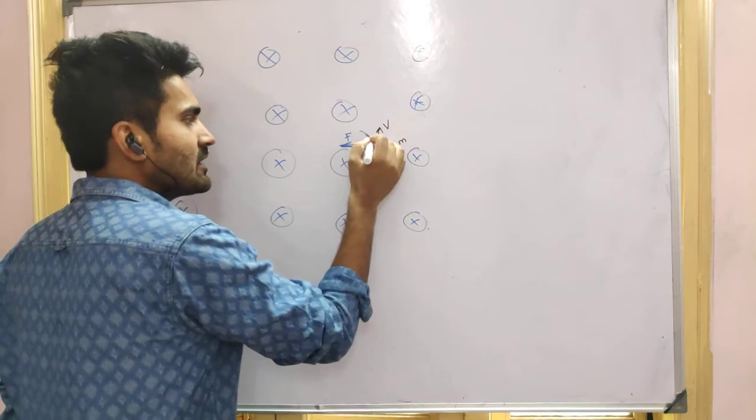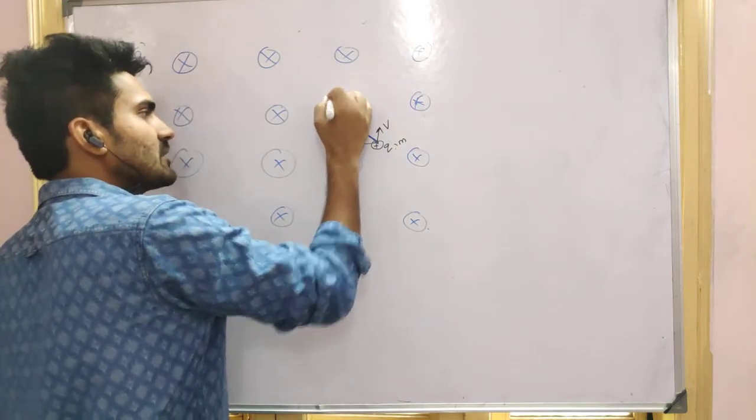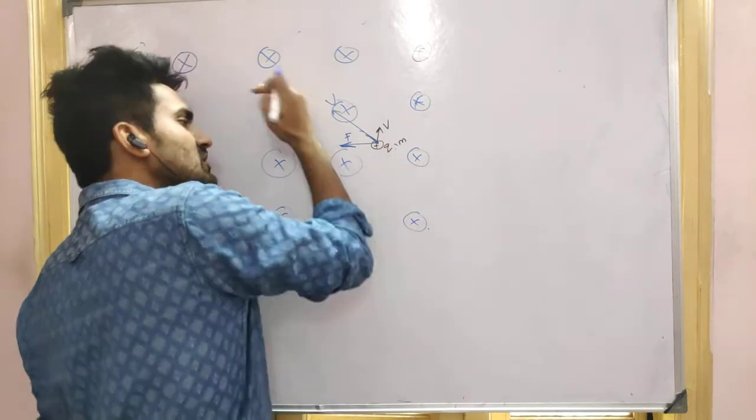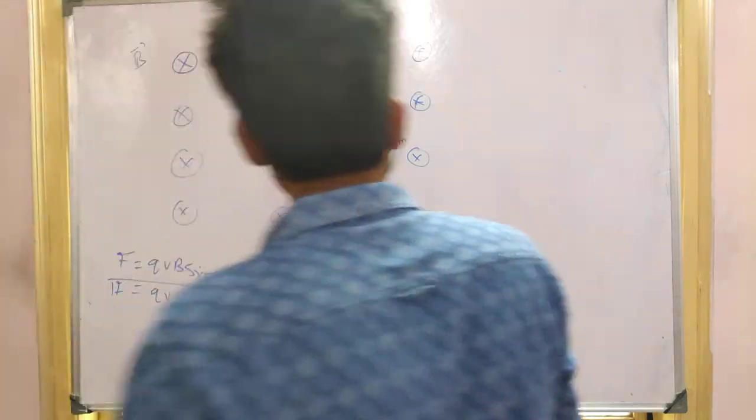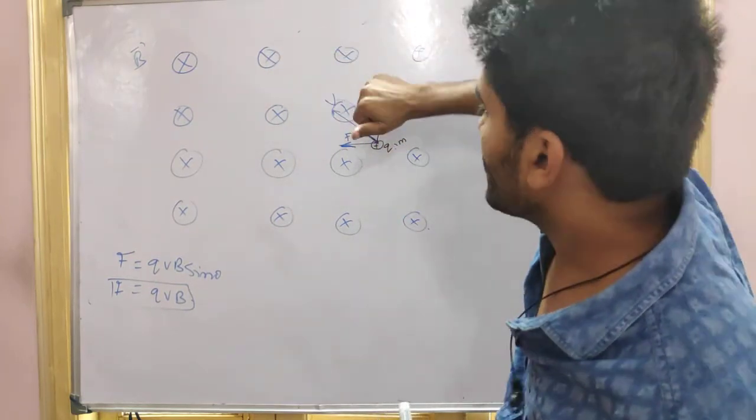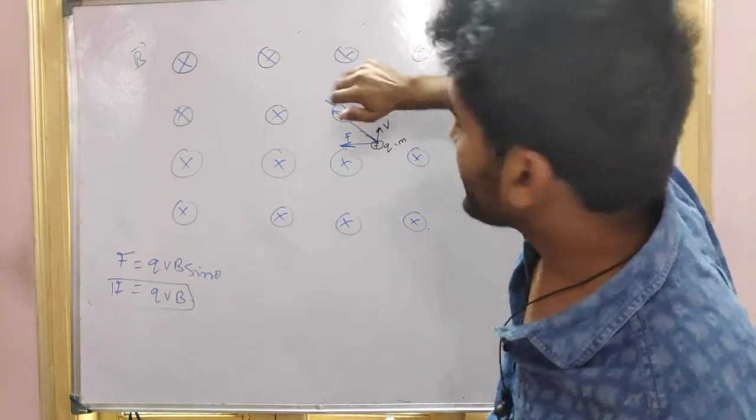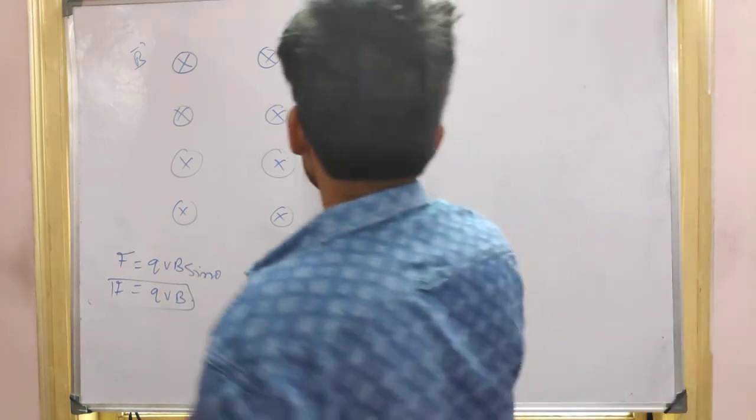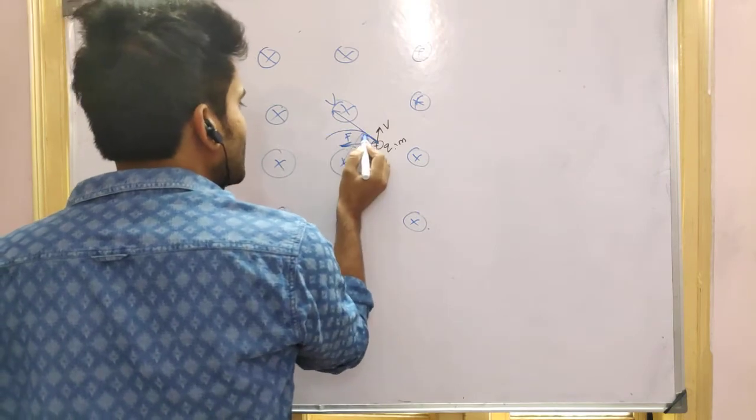Again, now the velocity will become like this. As the direction of the velocity has changed, velocity will be in this direction. Let's find out the direction of the force. Velocity is in this direction, right? Curl your finger in the direction of the magnetic field. So force direction will be downward. Now again the direction will be changed. It will be like this.